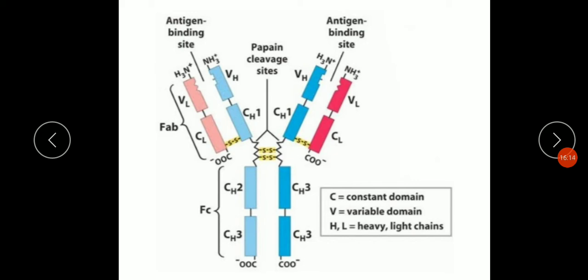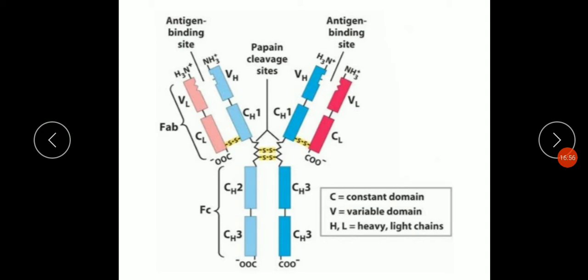And when an antibody molecule is treated with the enzyme papain, the antibody is cleaved into two fragments. So by enzyme reaction, the antibody is cleaved, meaning it breaks down into two fragments. What are the two fragments? FAB, this FAB is the antigen binding fragment, and FC, this is the crystallizable fragment. So AB is the antigen binding, and C means crystallizable. So FAB is the antigen binding fragment, and FC is the crystallizable fragment.